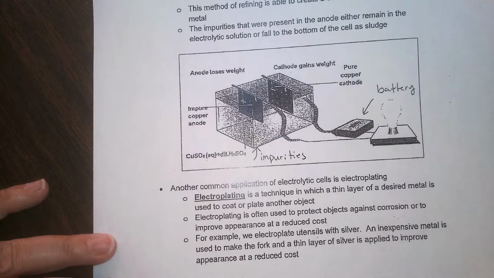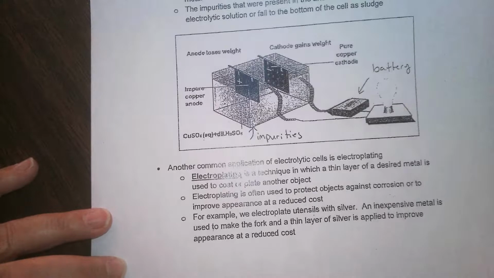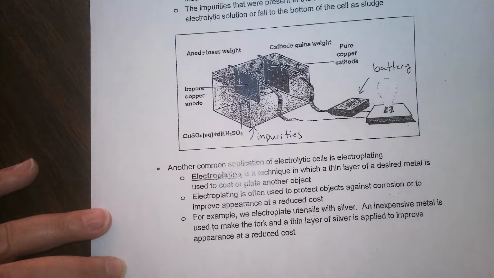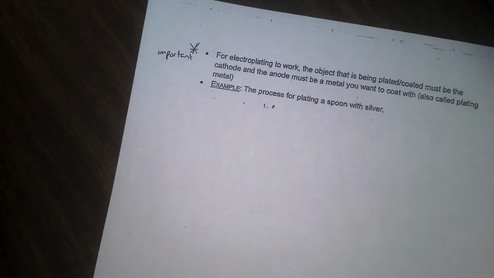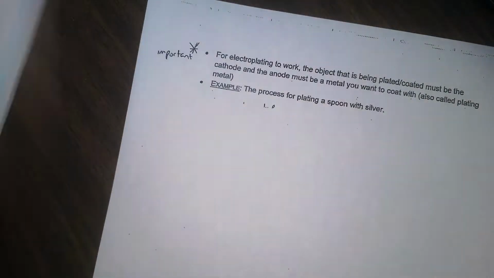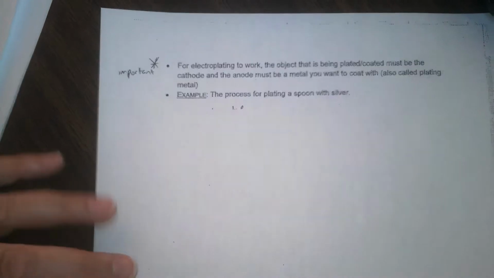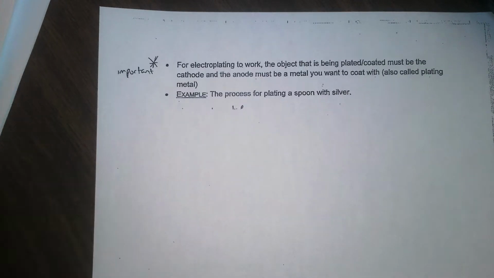We electroplate utensils with silver. We electroplate jewelry with gold. Lots of different pieces about it. For electroplating, the object that's being plated or coated has to be the cathode. Okay? So that means that the anode is the metal you want to coat it with, so the plating metal.